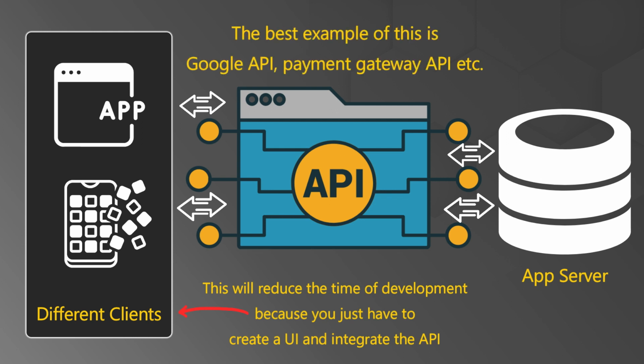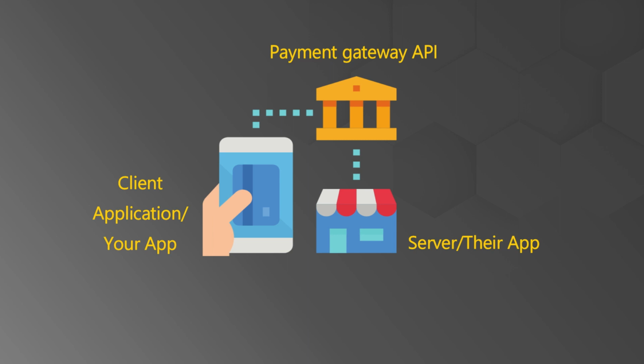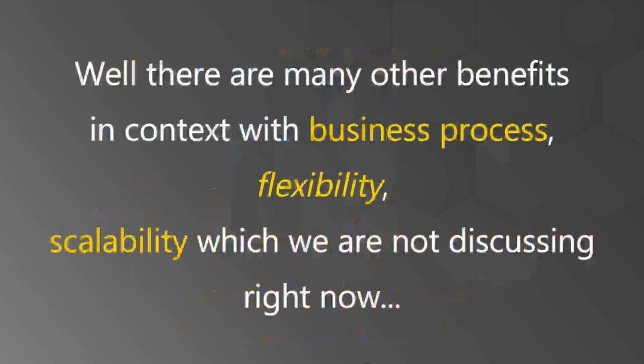The best examples of this are Google API, Payment Gateway API, etc. So if you are developing an application where you want to implement some payment gateway, you take the help of the API, you make a call from the client application, and your job is done. At the same time, because it is on the server, it is not exposed to the client. Well, there are many other benefits in context with business process, flexibility, and scalability, which we are not discussing here, at least at this point of time.